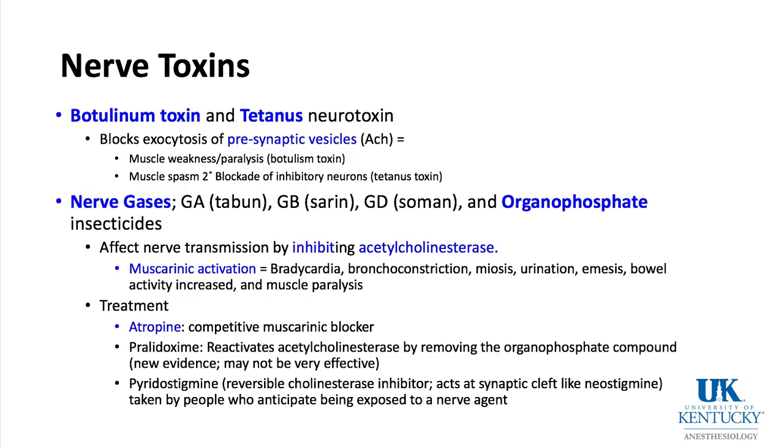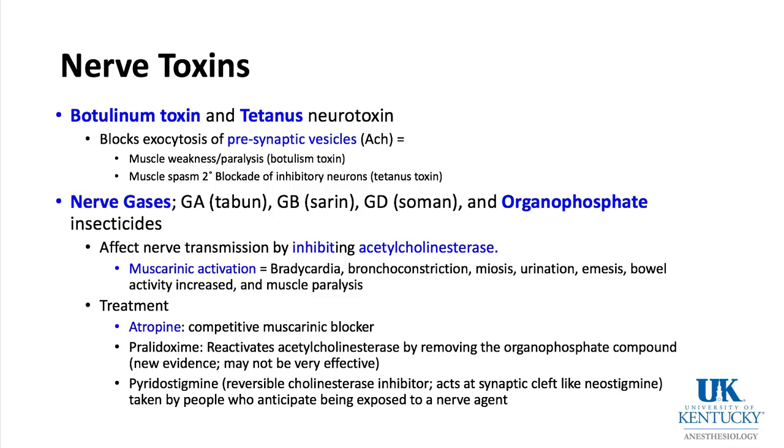Nerve gases and organophosphate insecticides cause similar issues in the fact that nerve gases like sarin gas, that can be used in nerve gas warfare, and organophosphates, which are often used in insecticides, inhibit acetylcholinesterase. So if they inhibit acetylcholinesterase, acetylcholine levels go up, and we're going to get the muscarinic side effects of slowing of the heart rate, bronchoconstriction and wheezing, small pupils, urination, defecation, increased bowel activity, and if you get massive amounts, you can actually get muscle paralysis. And the treatment is to block the acetylcholine effects with atropine. It's a competitive muscarinic blocker.